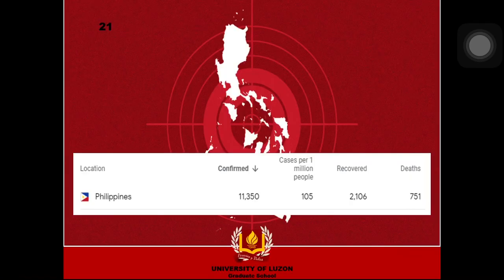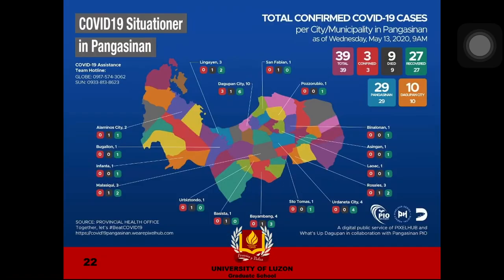In the Philippines, we have 11,350 confirmed cases of COVID-19 with 2,106 recovered patients and 751 recorded deaths. In Pangasinan, as of May 13, 2020, Pangasinan has 39 confirmed cases, of which 3 are still confined in the hospital, 9 have died, and 27 recovered from COVID-19.